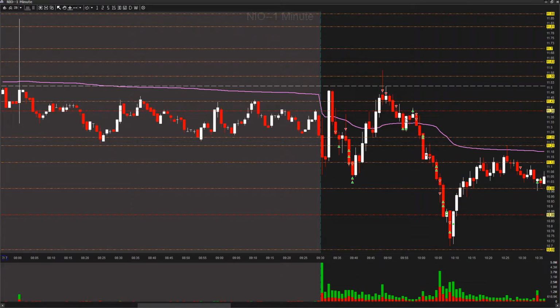When that resistance held again, I added, covered, added, covered, added, covered, added, covered, and it just walked it all the way through.